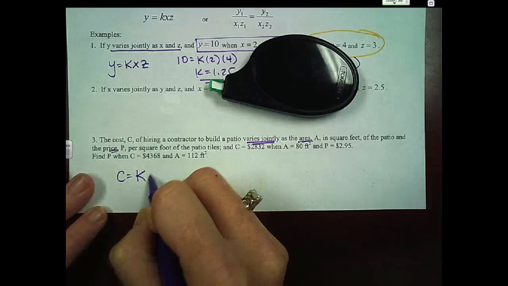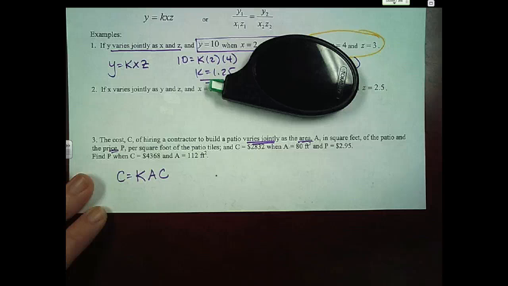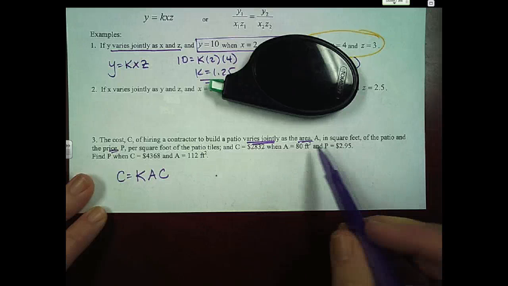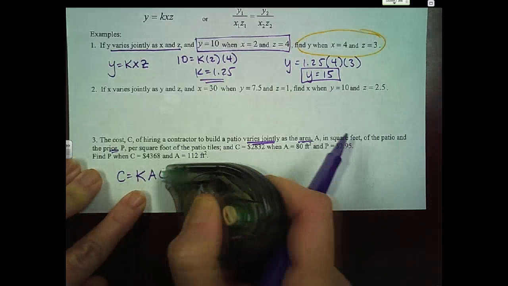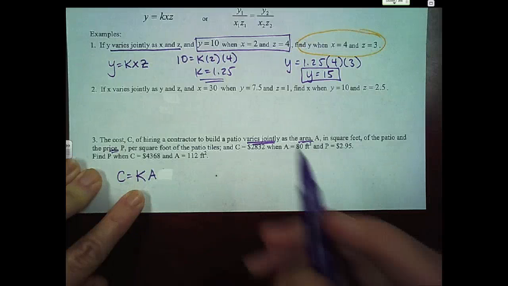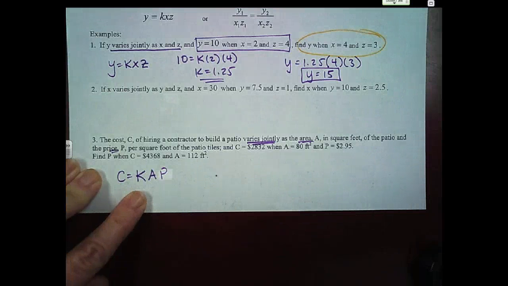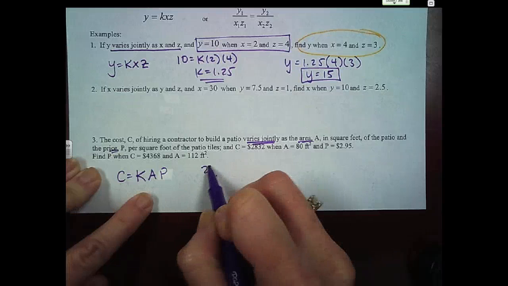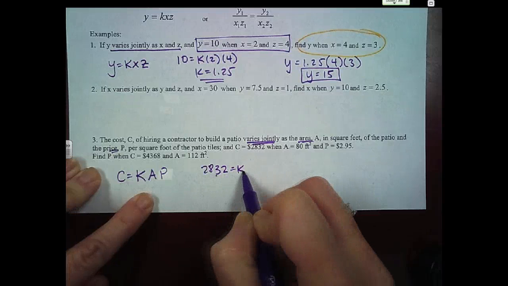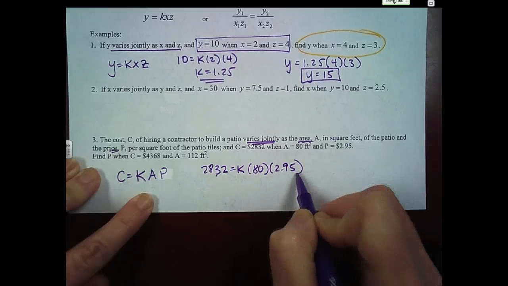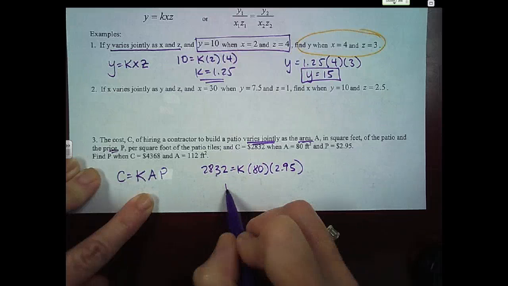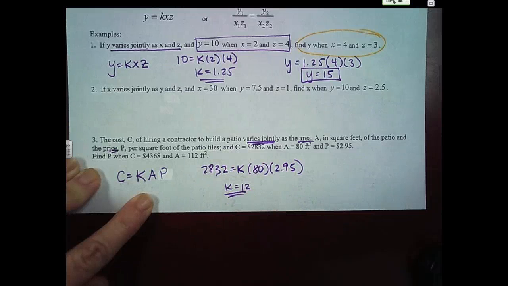Both those are going to drive something up. So the area and the cost. Oh, wait. Price, they used it as P, I'm sorry. Thank you. So originally, they give us all the variables 28, 32, K, 80, and 295 per square foot. So K, the relationship between all of it is 12.